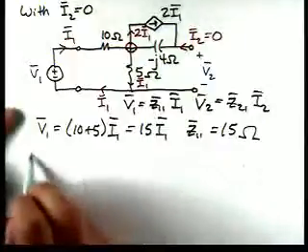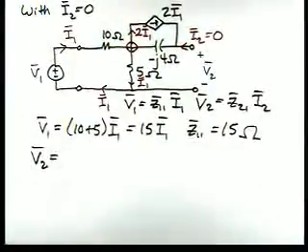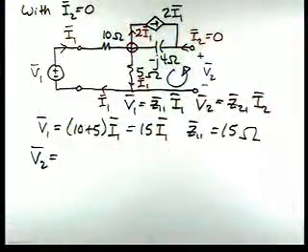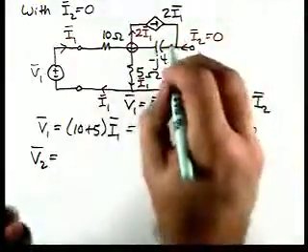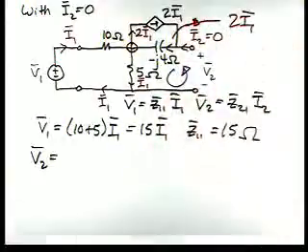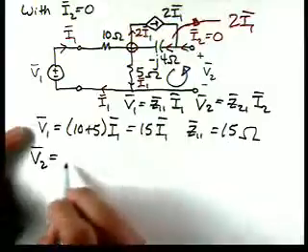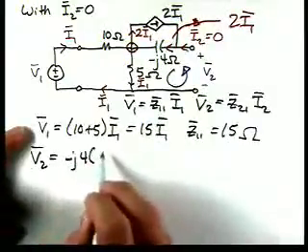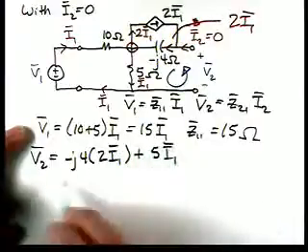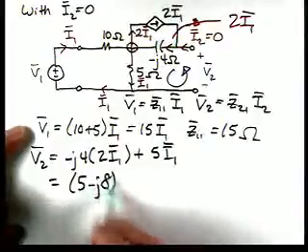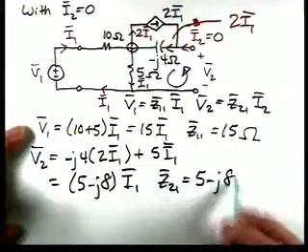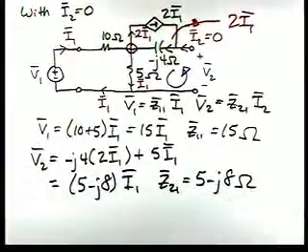And then if we look for V2, and if we apply KVL around this loop, we note that the current at this point in the circuit is 2I1. So then V2 is minus J4 times 2I1 plus 5I1, which is 5 minus J8 I1. So Z21 is 5 minus J8. Okay, so now that's two of our parameters.